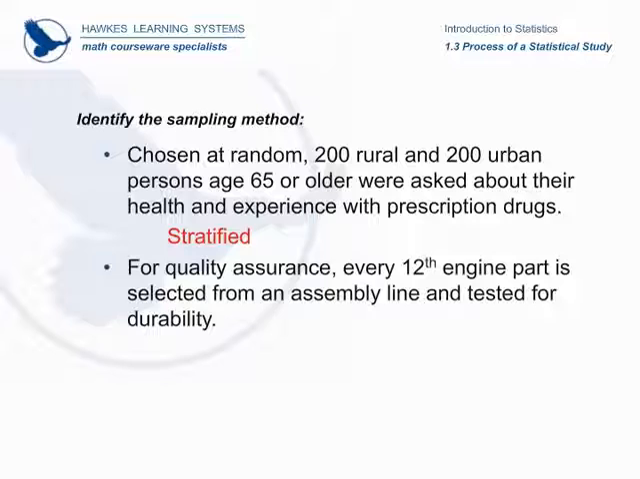Next, let's take a look at this scenario. For quality assurance, every 12th engine part is selected from an assembly line and tested for durability. That would be systematic sampling, because we're selecting every 12th engine part.